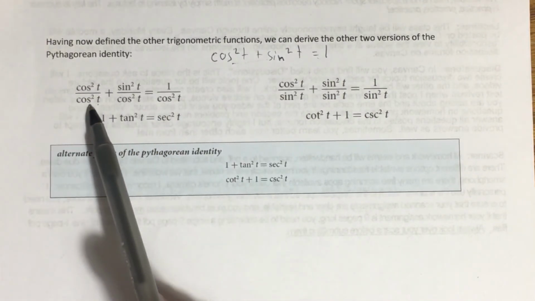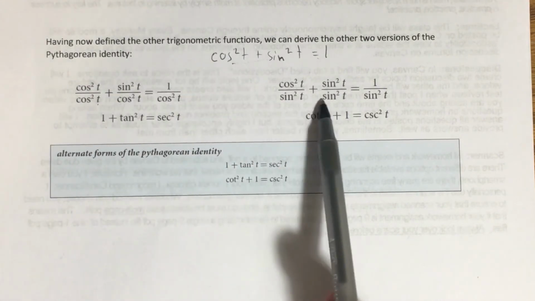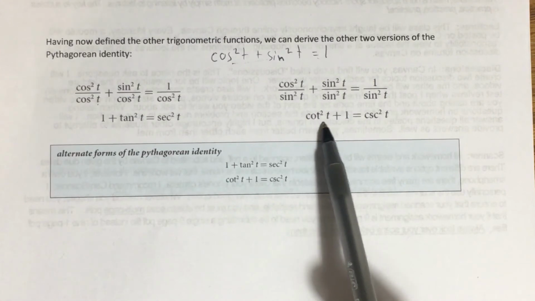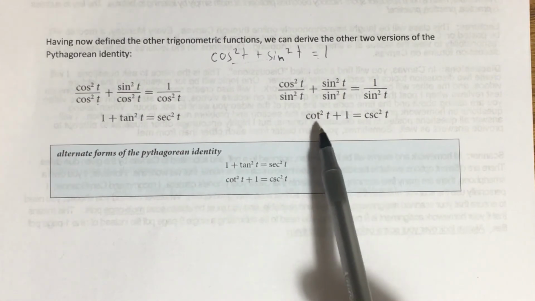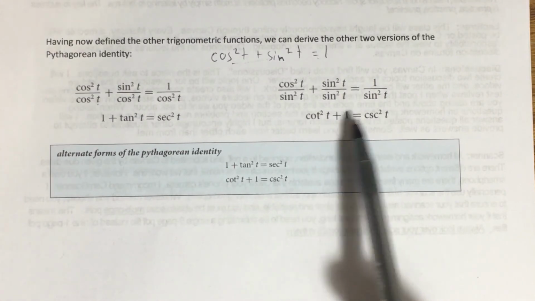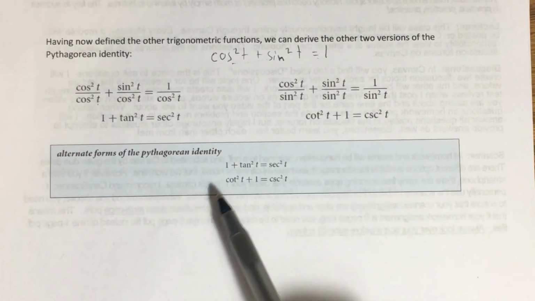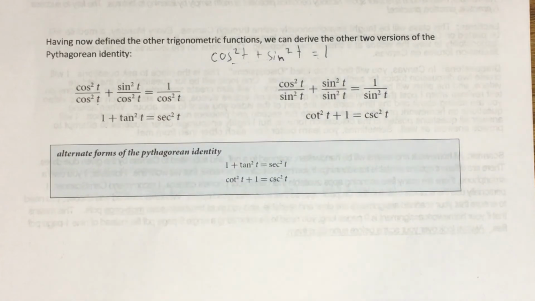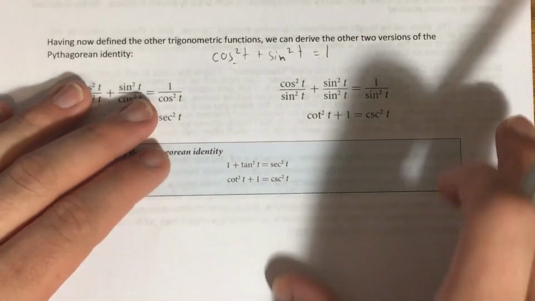Alternatively, over here I divided by cosine squared. If I divided everything by sine squared of t, and then simplify in a similar way, I end up with this third version of the Pythagorean identity. Cotangent squared of t plus 1 equals cosecant squared of t. Okay, and that's where these 2 alternative forms of the Pythagorean identity come from.